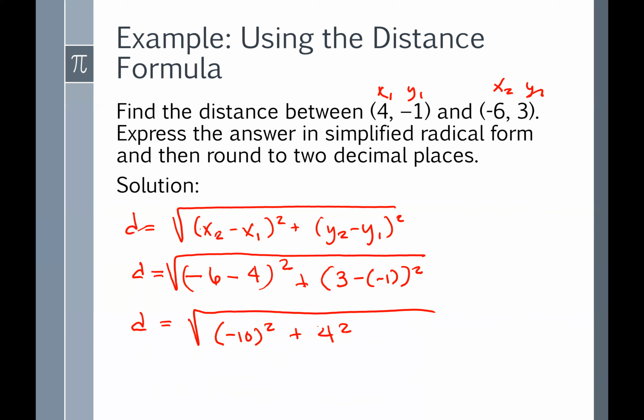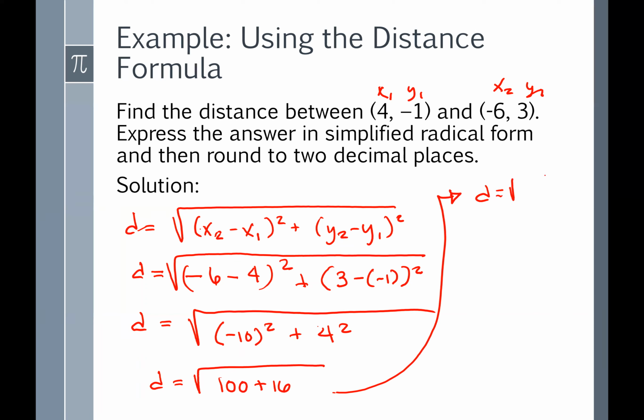So negative 10 squared would be 100 plus 16. So the distance between these 2 points on the coordinate plane is the square root of 116. And I'm going to look at that number and try to see if I can simplify that radical. Does 116 have a factor that's a perfect square? And the answer is yes. 116 is actually 4 times 29.